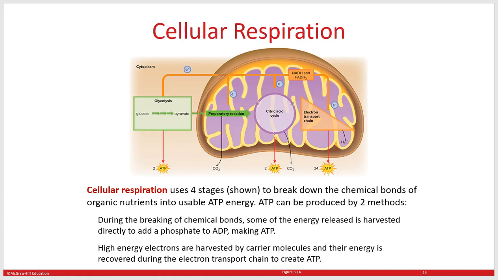Well, that brings us to cellular respiration. Respiration uses 4 stages to break down the chemical bonds of organic nutrients like glucose into ATP. This happens in glycolysis, which is one of the stages. The citric acid cycle is one of the stages. There's a preparatory reaction too right before citric acid, and then you have the electron transport chain. And we only get ATP out of glycolysis, the citric acid cycle, and the electron transport chain.